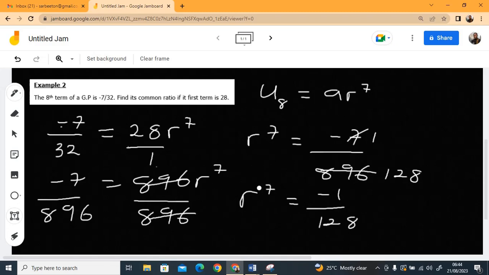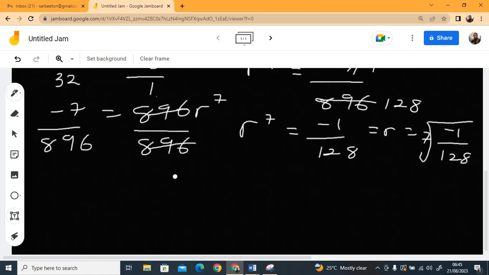Now I'll transfer this raised to power 7, it becomes the 7th root. So what I'll have is r equals the 7th root of minus 1 over 128. The 7th root of minus 1 is still minus 1. So there's no problem over that one.